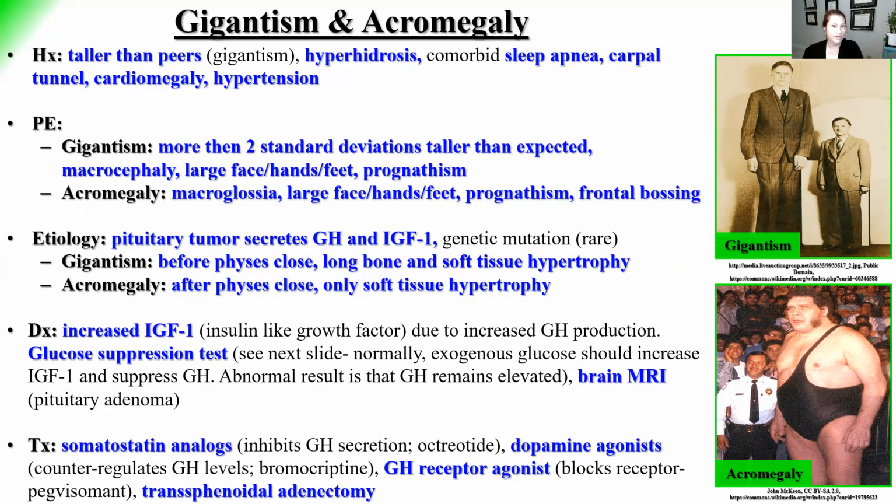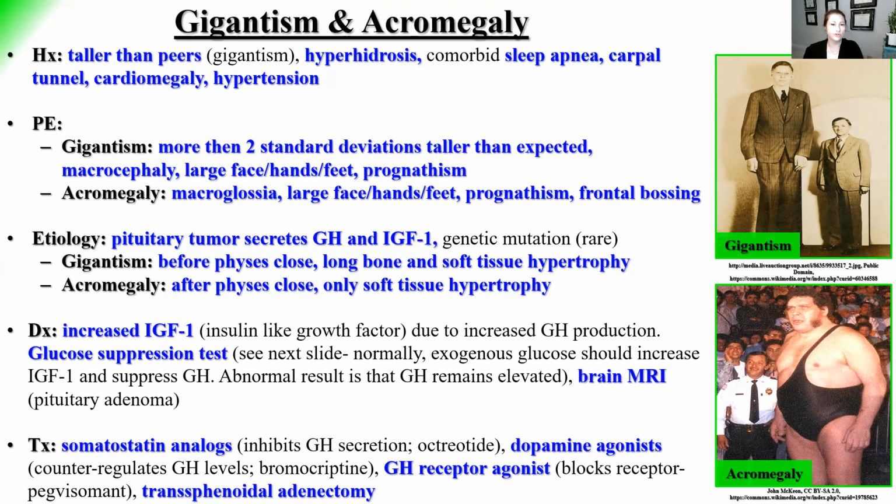Then on the bottom, we have an example of acromegaly. This is Andre the Giant, and he has also passed away at this point. Let's look at the differences between these two. In gigantism, they're going to be taller than their peers. You can also be tall in acromegaly, but the big difference is going to be long bone growth in gigantism, whereas it's mostly soft tissue growth in acromegaly.